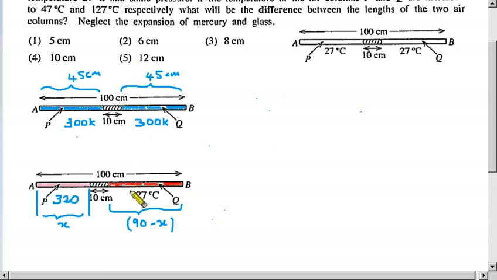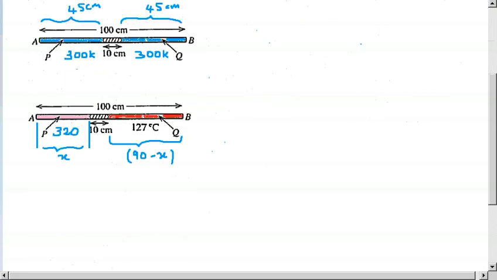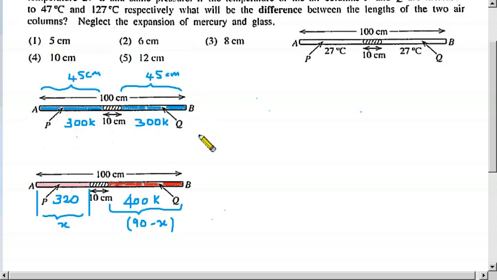So here 127 is 100 degrees greater than 27. So if 27 is 300, here it should be 400, because 127 is 100 degrees greater. So like that you can write the Kelvin values.